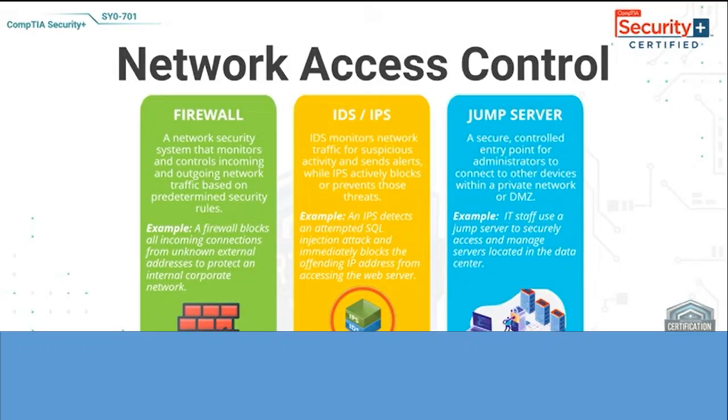Next is IDS and IPS. These are basically devices which are used to monitor the network. IDS, intrusion detection system, and IPS, intrusion prevention system. So what are these two? The one gives the report after detection of what is going on. It detects everything. So IDS monitors the network traffic for suspicious activities and sends alerts, while the IPS actively blocks and prevents those threats.